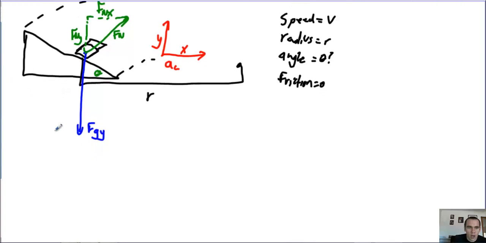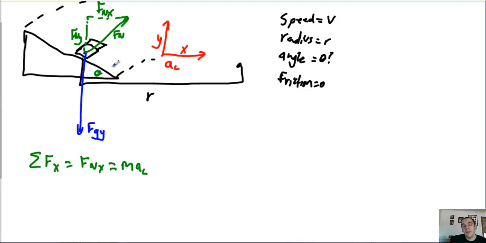So let's see what we know. We know that the net force in the x direction is equal to the normal force in the x direction, because that's the only force that's in my picture that actually acts in the x direction. And since the only acceleration we have is a_c, this is equal to mass times centripetal acceleration. That's Newton's second law. Net force equals mass times acceleration.